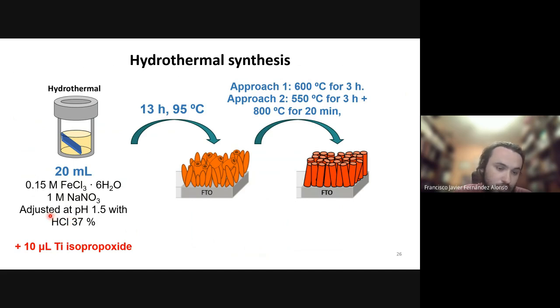And for the samples containing titanium, we also used titanium isopropoxide. The hydrothermal procedure took 13 hours at 95 degrees. After that, we followed two different approaches. The first one consisted of a single annealing step at 600 degrees for 3 hours, and the second approach consisted of 550 degrees for 3 hours, plus a high temperature annealing step of 800 degrees for 20 minutes.